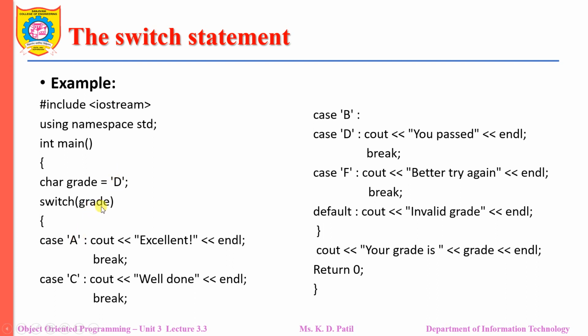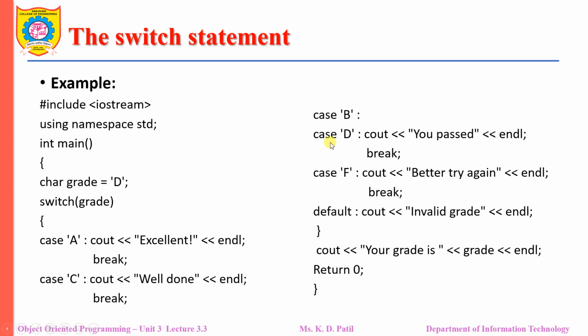What is the value of grade? The value of grade is D. A is compared with D, and the condition is not matched, that is, the value of that case is not matched, so this statement will not be executed. Now let us move to the next case. The grade is D and here the case is C. Again the match is not found, so this statement will not be executed. In the same way, this case will also not be executed.